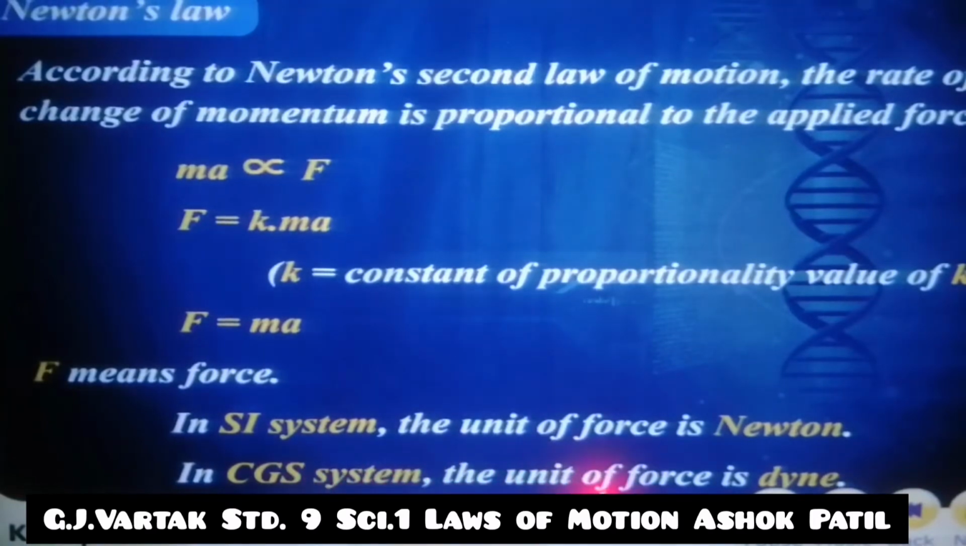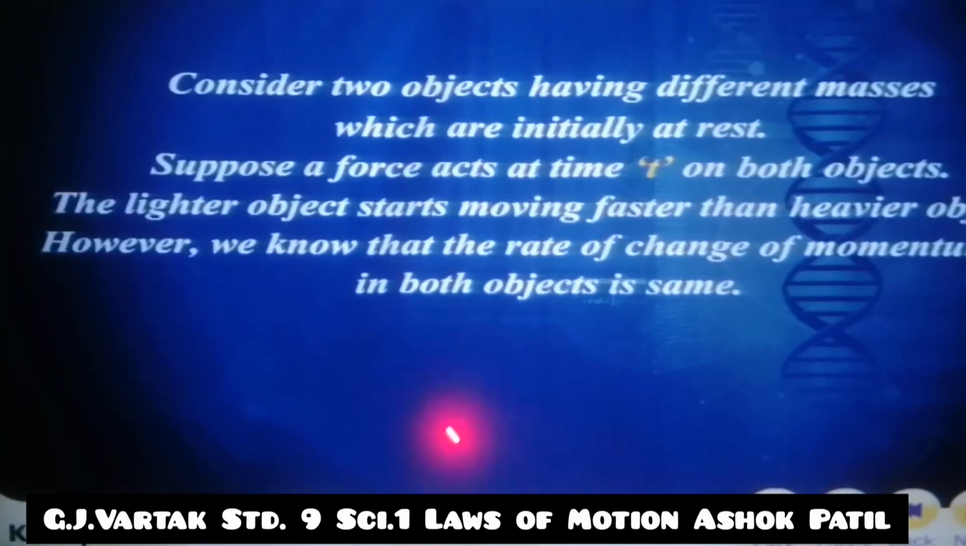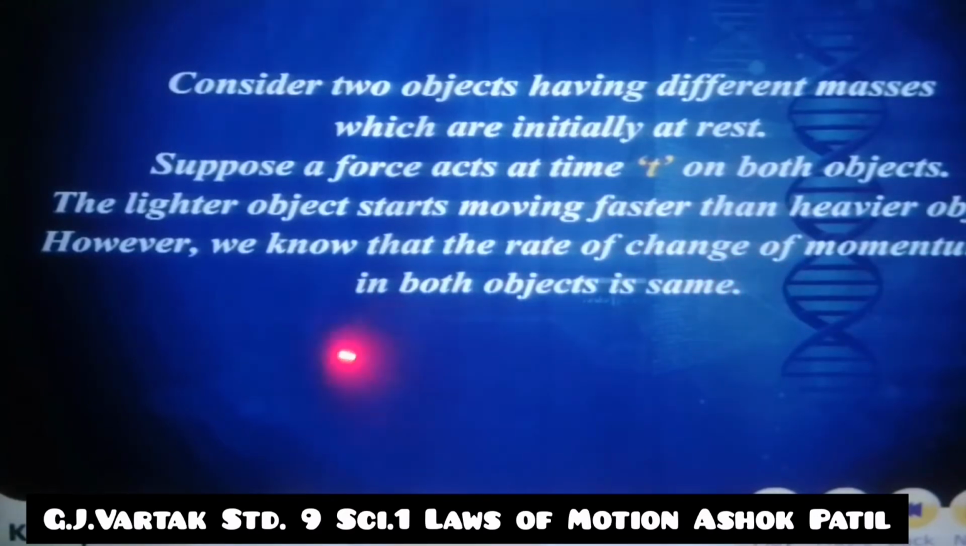In the CGS system, the unit of force is the dyne. Consider two objects having different masses which are initially at rest. Suppose a force acts at time t on both objects. The lighter object starts moving faster than the heavier object. However, we know that the rate of change of momentum, F, in both objects is the same.